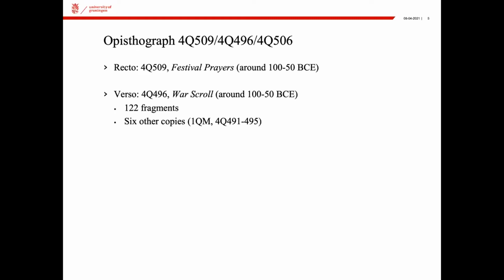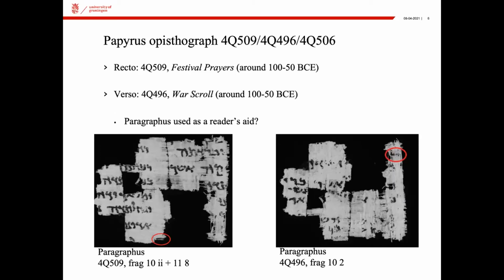Interestingly, both 4Q509 and 4Q496 preserve a couple of these fishhook signs, these paragraphic signs in the margin. On the slide, you can see two here that are placed on both sides of the same fragment, marked here and here. And most probably, this sign was used to indicate different divisions within the text. It could have been a reader's aid to help you find the start of a specific section within the composition.